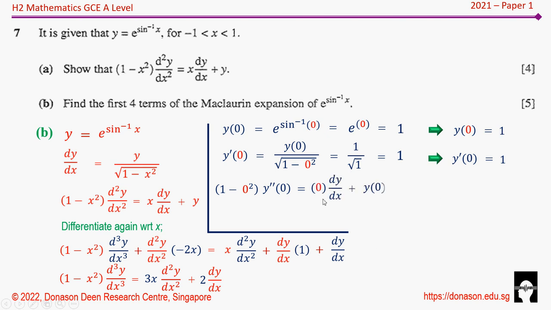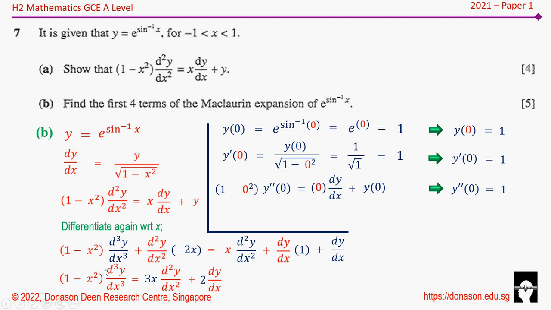So it's going to become 0 times dy/dx plus y(0). And y(0), of course you know, is 1. So we are going to end up having 1 times y''(0), which is simply y''(0). y''(0) is equal to, okay, this part is going to become 0. So y(0) is 1. Therefore y''(0) is simply 1 as well.